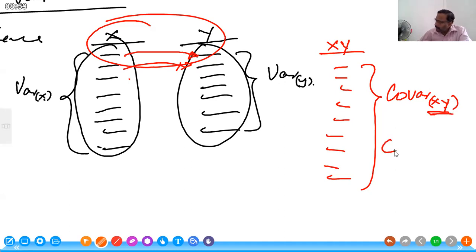There may be covariance of, for example, x, y, z, much more complicated. Covariance could be of any system. So that is the basic principle of the meaning of covariance.